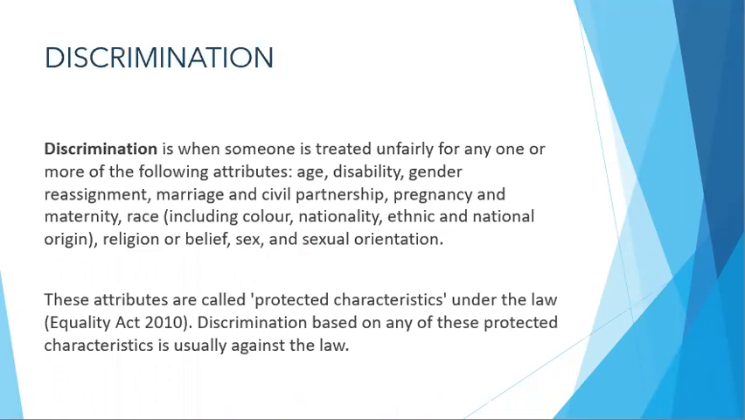Discrimination. So that's an important term as well to understand because it has a specific meaning, especially from a legal perspective. So discrimination is when someone is treated unfairly for any one or more of the following attributes: age, disability, gender reassignment, marriage and civil partnerships, pregnancy and maternity, race, religion or belief, sex and sexual orientation. So these attributes are called protected characteristics under the law, and that's referring to the Equality Act 2010. Discrimination based on any of these protected characteristics is usually against the law.